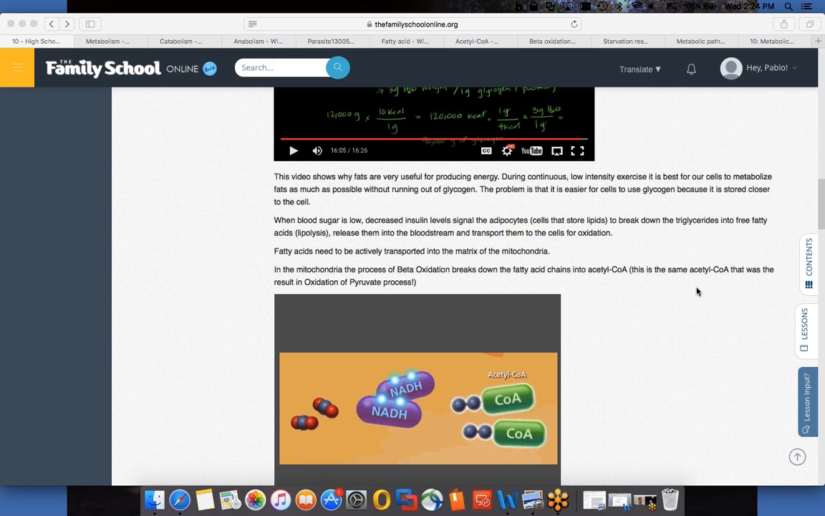Yes, in the mitochondria the process of beta oxidation breaks down the fatty acid and turns it into acetyl-CoA. Mm-hmm.